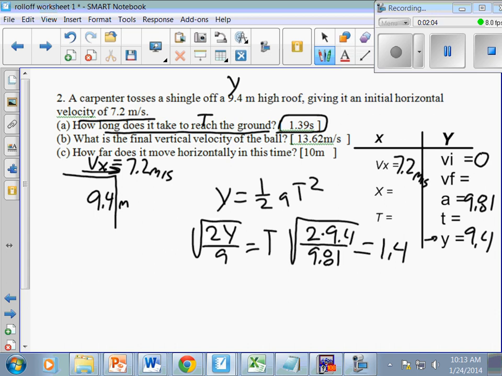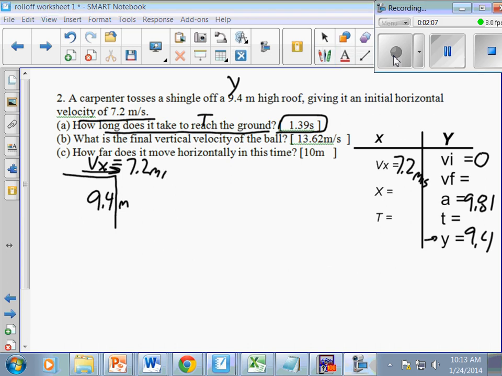Let's get rid of that and start on part B. All right, so we filled in t at 1.39, which is also the same as this side. It's the only thing that goes from one side to the other, 1.39. Those are the same. So we have those filled in. And the next question says, what's the final vertical velocity of the ball? So what they're asking for there is VF.